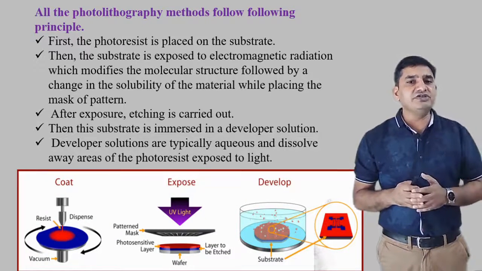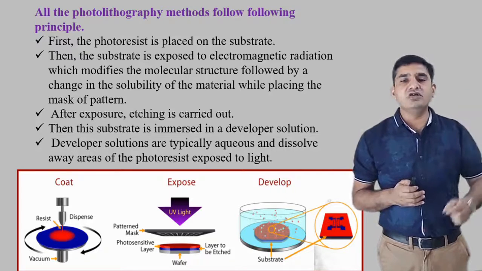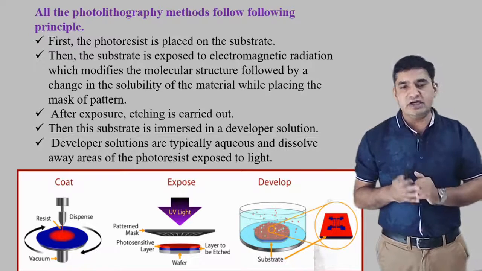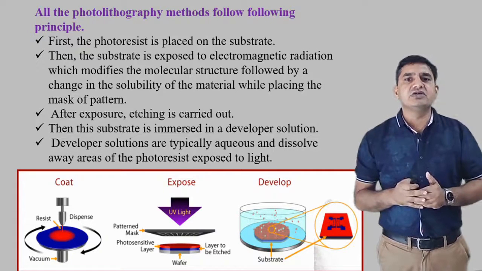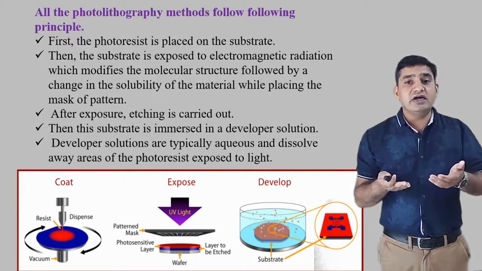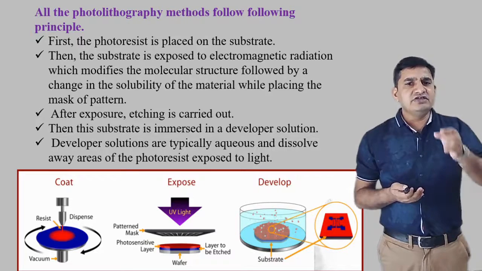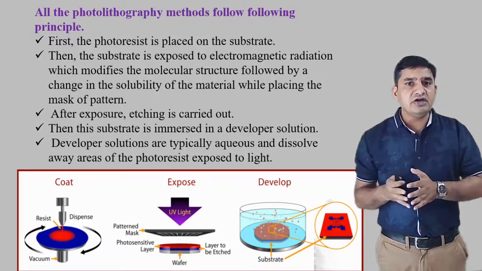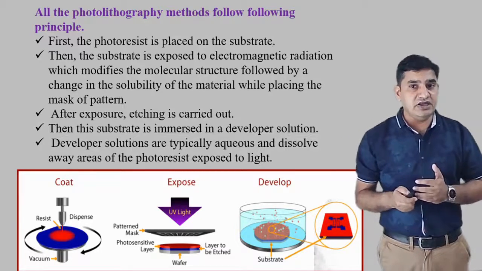In the first step, we coat the photoresist on the wafer or glass substrate. For that we use the spin coating technique. Then ultraviolet light is exposed on the wafer on which the photoresist is there, forming a pattern in the photoresist. Then this wafer or substrate is placed in a developer, which is used to remove the unwanted material.